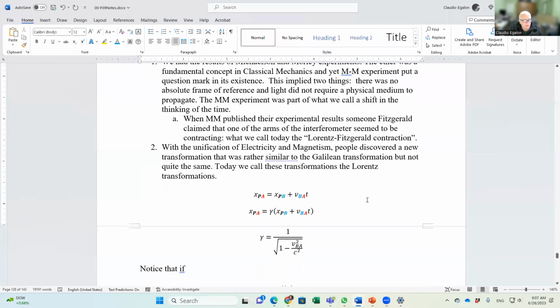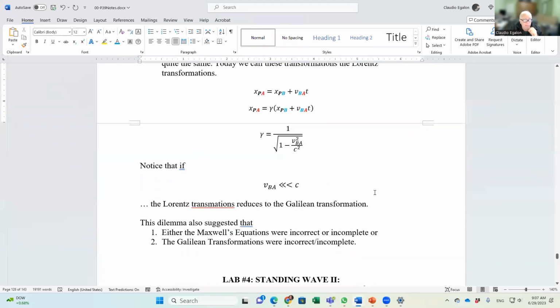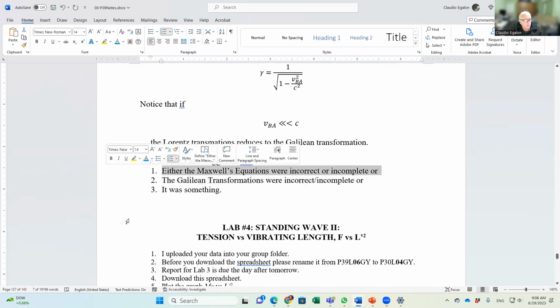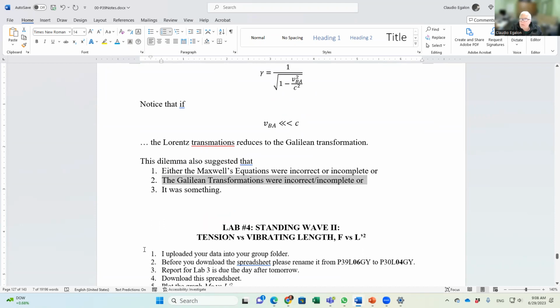Okay, so that's what the situation was. And let's see how Einstein solved this dilemma. There's another possibility too, or three, it was something else. Either two were incorrect, or maybe both of them were incorrect too. That was another possibility. The most obvious answer would be that the Galilean transformations were incorrect, because Maxwell's equations were very successful, and so was the Galilean transformation, right? But let's see what ended up happening, and how Einstein solved this dilemma.